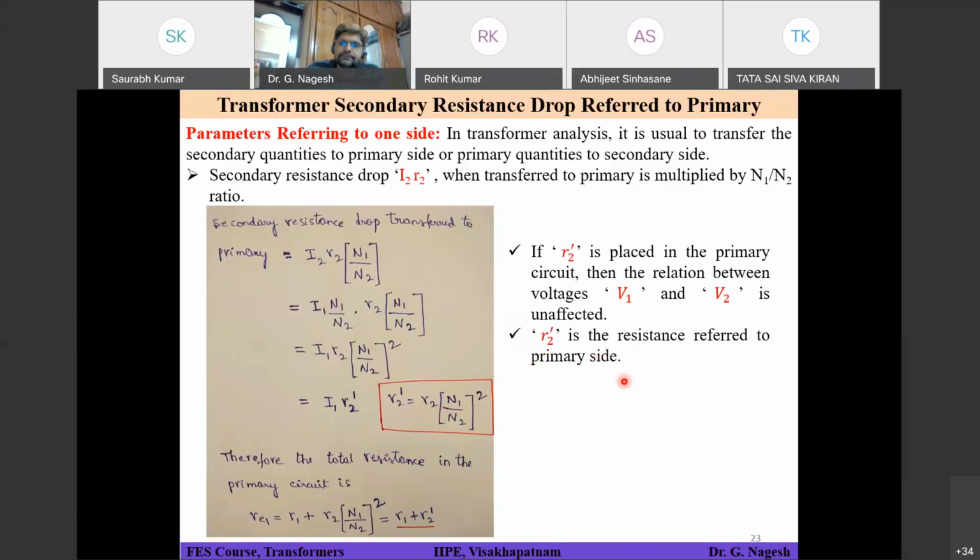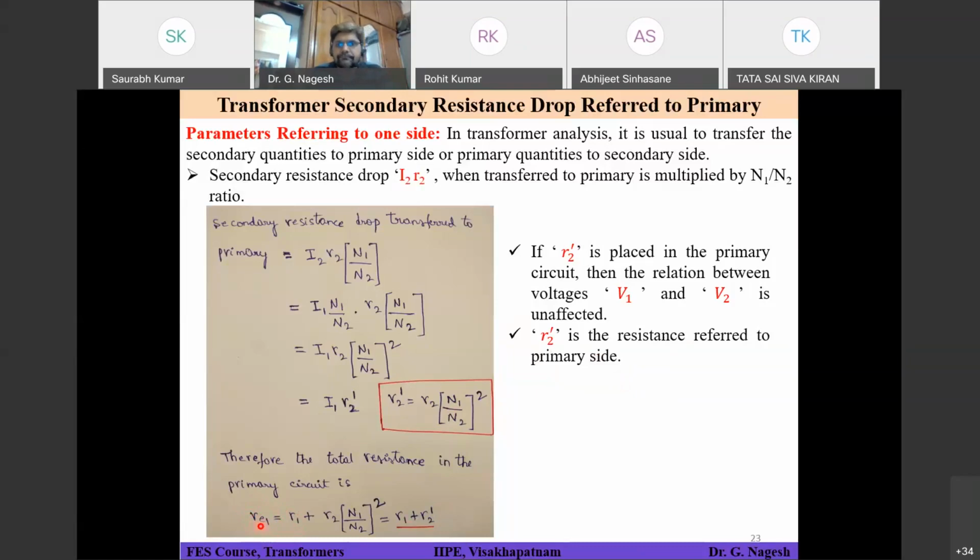Got it? So this terminology you'll get used to. So R2 dash means it is a secondary resistance referred to the primary side. And RE1, if I say RE1, it is the equivalent resistance on the primary. Total equivalent resistance of the primary. Which is nothing but R1, which is already existing in the primary winding, and R2 dash, which is coming from the secondary side. So this is the total equivalent resistance.